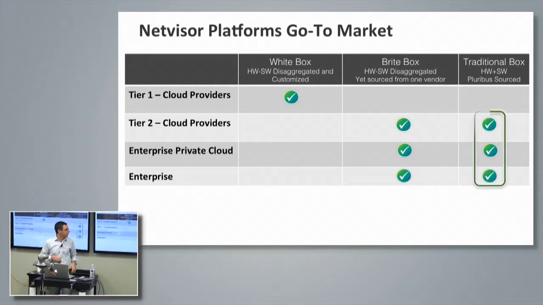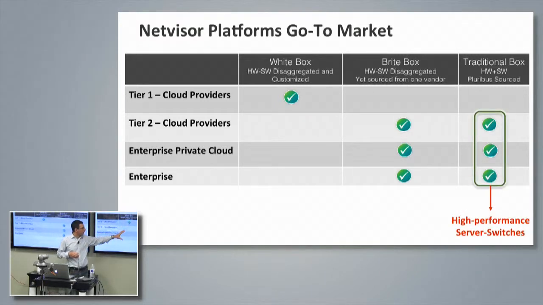In the first type of area, we believe we can serve cloud providers, private cloud, and enterprise customers. This is our top 3 markets right now, and this is where we are going to continue going to market with our high-end or high-performance server switches. You have seen the appliances we discussed early on.